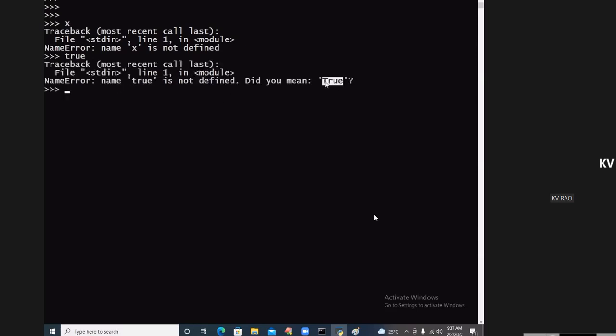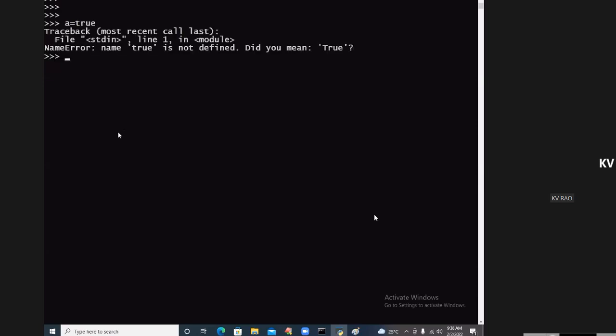It is a capital T. It is looking for a variable containing this value. It is not understandable, so it is treated as a variable name. Every variable name in Python must contain a value. That's why, if I write true like this, you will get an error. See, name true is not defined. Did you mean True? Yes.